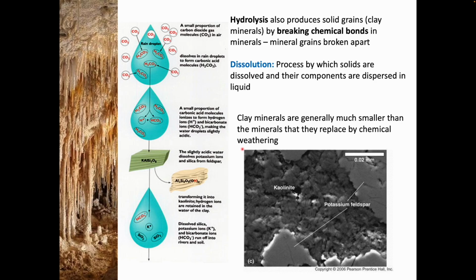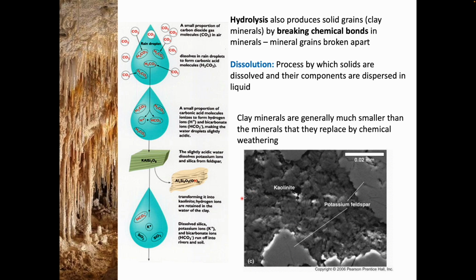In this microscope image on the lower right, we can see grains of potassium feldspar along the edges that have been altered into a clay mineral called kaolinite by chemical weathering. We can see how these kaolinite grains are much smaller than the rather large potassium feldspar pieces.